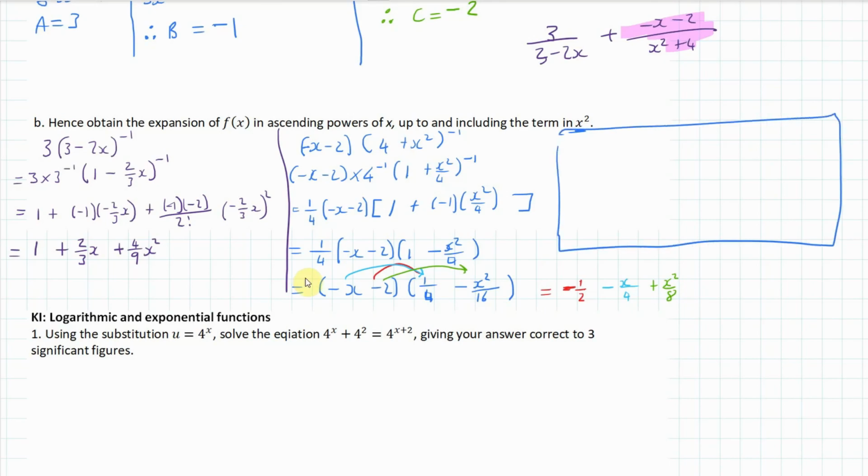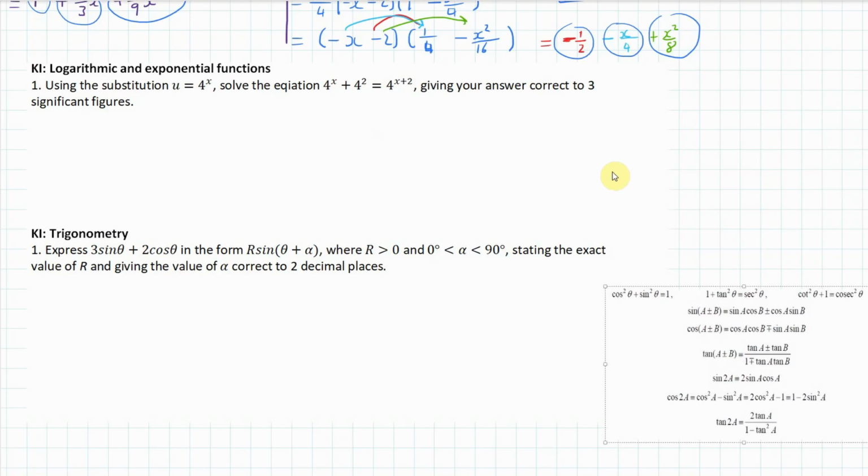So this and this leaves me with 1/2. This and this leaves me with positive 5/12 x. And this and this leaves me with 41 over 72 x squared. And there we are. So that's that bit done. Hopefully that makes sense.